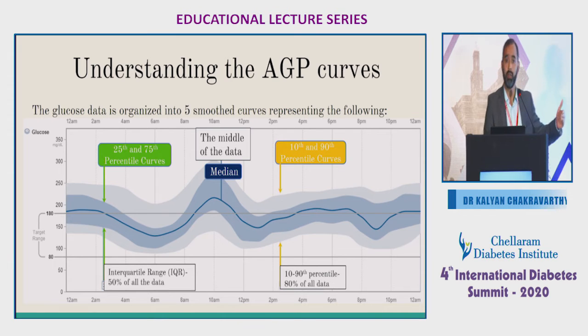So if all of your curves are actually within the target zone, it might be 70 to 140 for a gestational diabetic, or it might be 70 to 180 for a normal type 2 diabetic. So if all these curves fall within range, you can assume that almost 80% of the patient's glycemic parameters are within target. So you really don't need another parameter to assess except this first AGP graph.